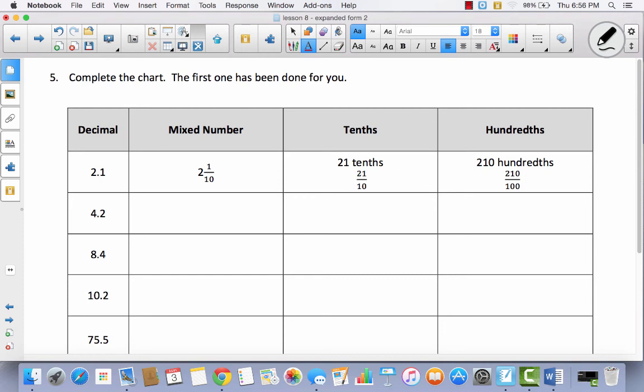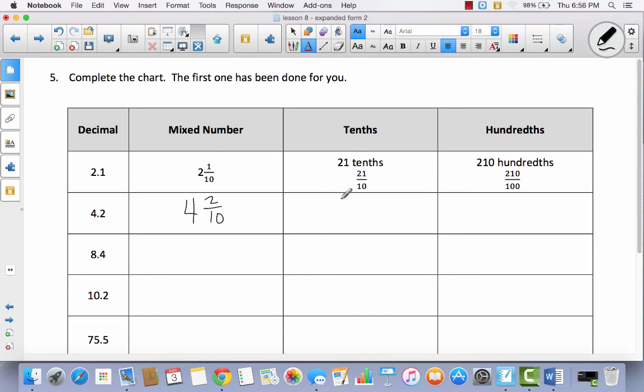Now, we're going to complete the chart. The first one has been done for you. I'm going to walk you through 1 or 2, and I'm going to let you do the rest by yourself. All right, so we're going to write this as a mixed number. So we're going to write it just like we read it. 4 and 2 tenths.